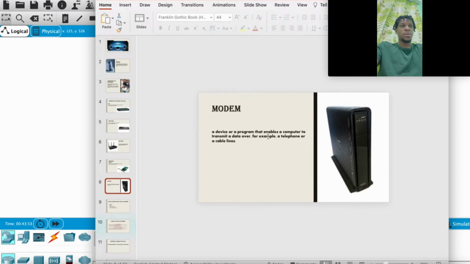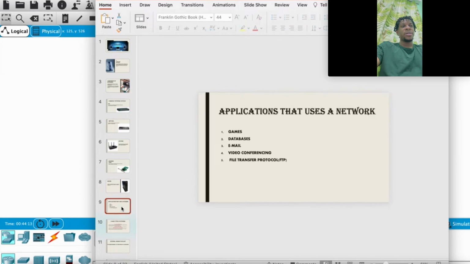Go to the next one. Modem. A modem is a device or program that enables a computer to transmit data over, for example, a telephone or a cable line. That's the definition of modems. And we can also use it in different places.